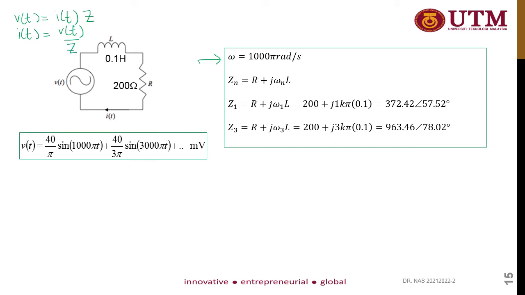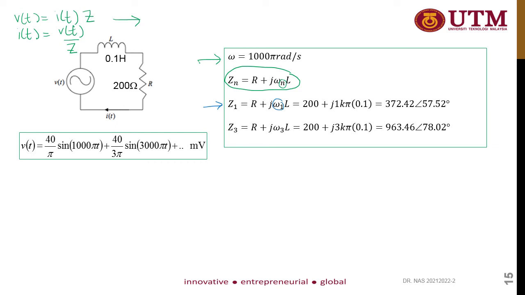So what is your Z in this case? Your Z is equal to R plus j omega n L. Omega n depends on your first and third harmonic in this case, and L is given by 0.1 henry, and R is 200 ohm. So this is when you have R and L in series. If you have R and L in parallel, you need to consider the parallel calculation in your step.